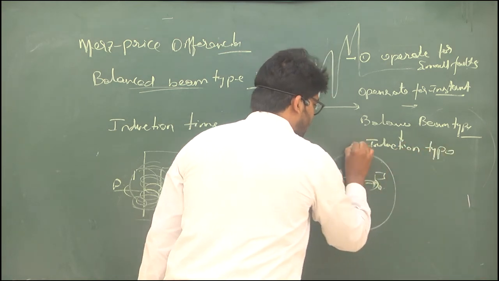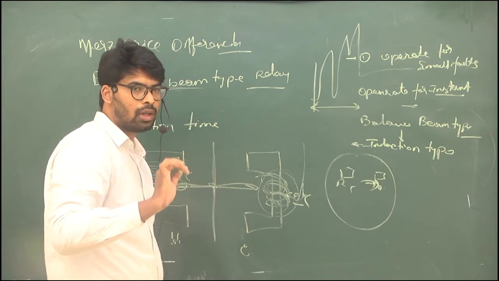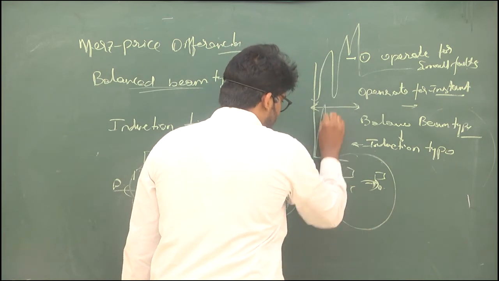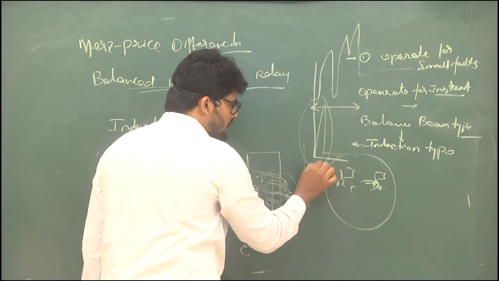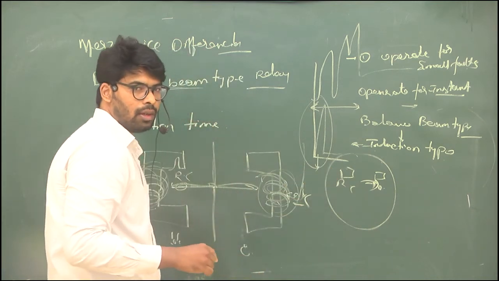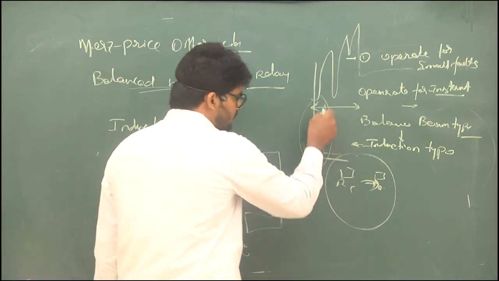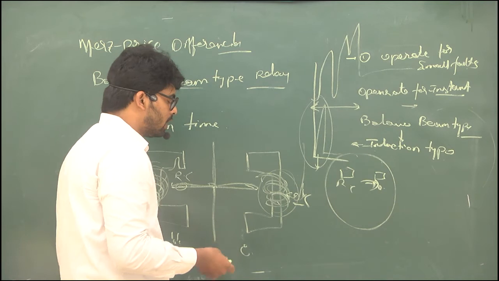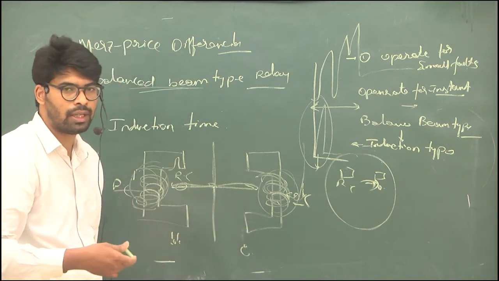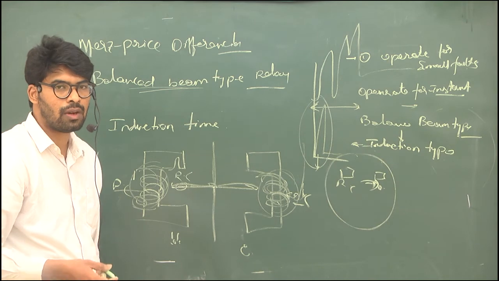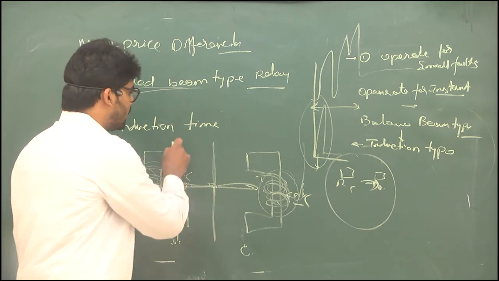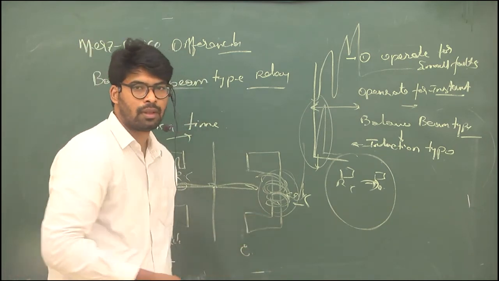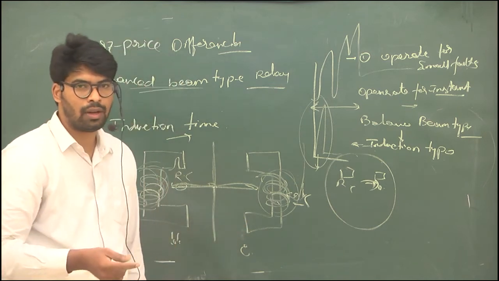Why? Because this induction type lets the operating coil operate only for a sustained time. For example, if a high transient occurs, but your relay coil is operating in this region, it means this transient will not sustain. If the transient is sustained, it should operate, but if not sustained, it should not operate. That's why the safety of the alternator is completely protected by the induction type, because even if a transient occurs for a small time, it won't operate. Okay, that's all the things we already covered in relay.